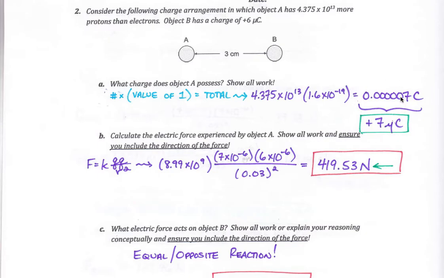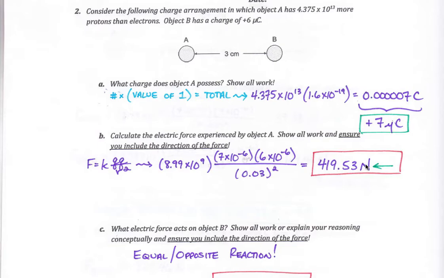Once I know that this is 7 microcoulombs, and I was given that B has a 6 microcoulomb charge, now I can plug these values into Coulomb's law. So I have Coulomb's law written here. K is 8.99 times 10 to the ninth. I've plugged in the charge for A, which I determined here, the charge for B, which was given here, and the distance between them is 3 centimeters, which is 0.03 meters, squared. Plugging all that in my calculator gives me 419.53 newtons.